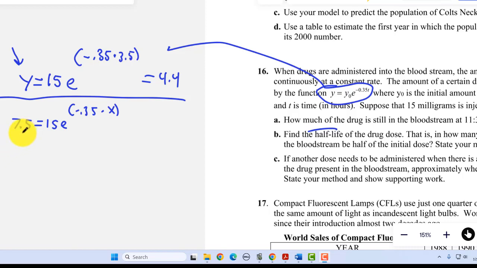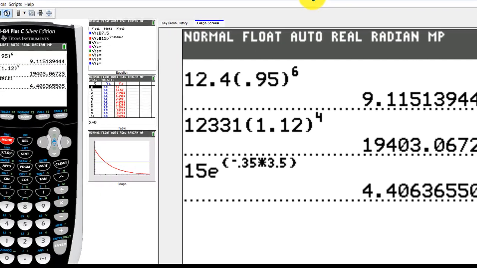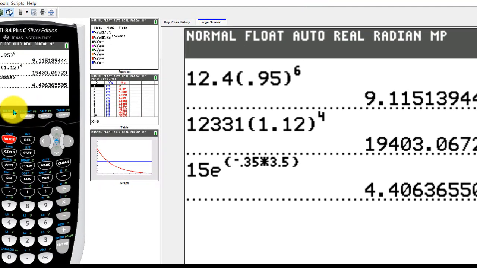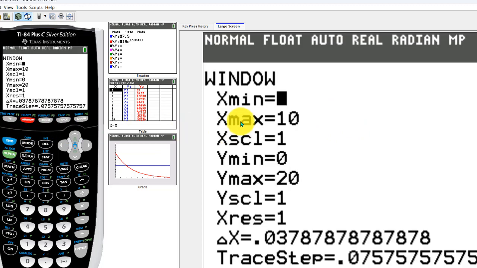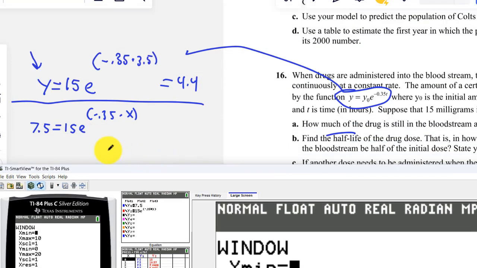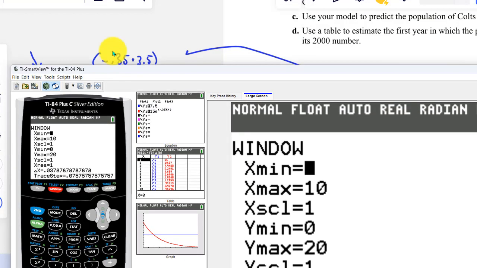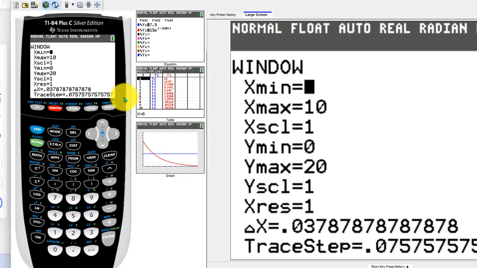So I'm going to graph y1 is 7.5 and y2 is the right side of the equal sign. That looks like this. Left side of the equal sign, right side of the equal sign, and we're solving for x. So let's make sure our window's good. 0 to 10 is fine, and the y max I have at 20. Remember, we're starting with 15 and going down to 7.5, so I just need a number slightly bigger than 15 for my y max. I press graph.